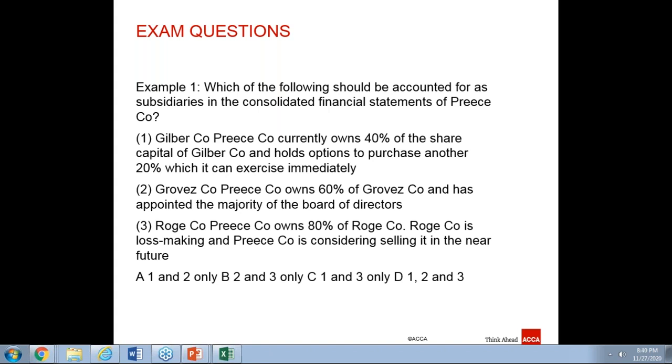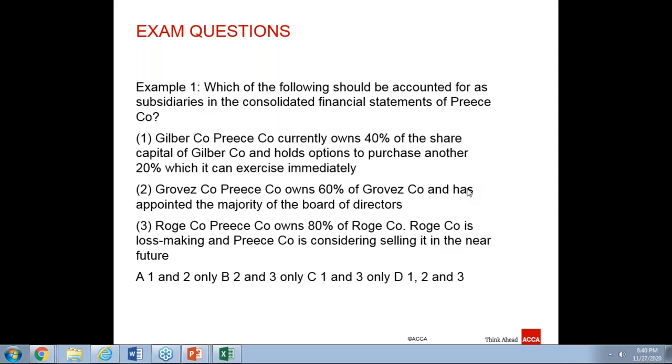So all three actually are subsidiaries. So the first one, second one, third one, all are subsidiaries. So the right answer for this question is D actually. So how about the first one? Currently we have got 40% shares, but if we acquire a further 20% share, then it will be my subsidiary company.